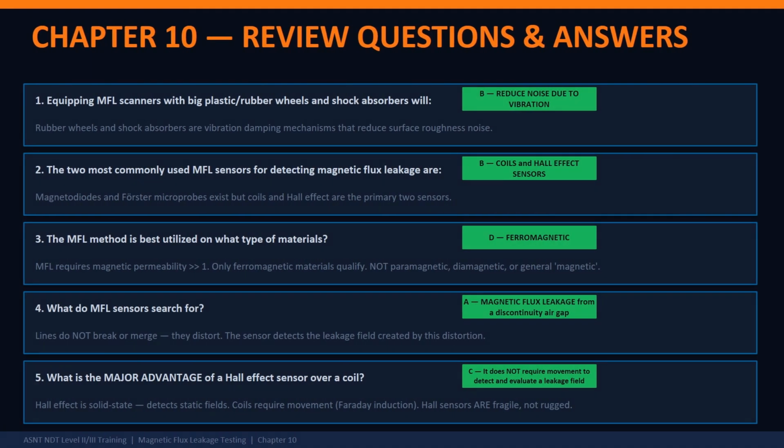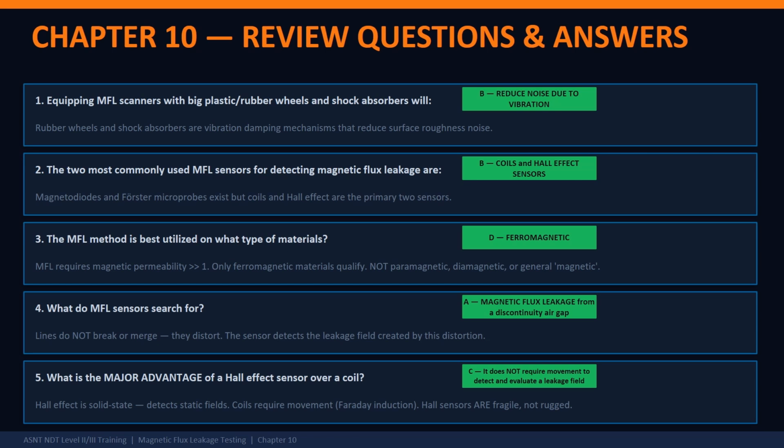Now we move to rapid-fire review. I want quick answers. No hesitation. Review question 1. Why use large rubber wheels? Answer. To reduce vibration noise. Here's a common mistake I see on site. Inspectors underestimate mechanical noise. Mechanical vibration can hide real corrosion signals.